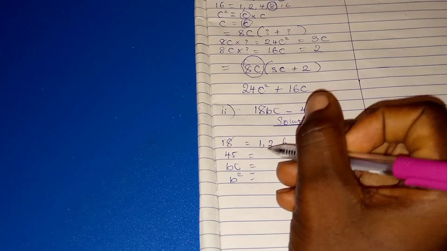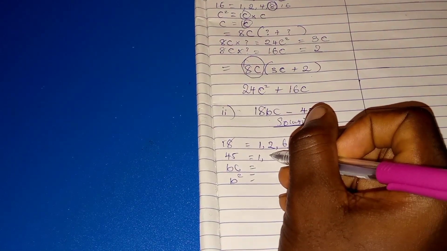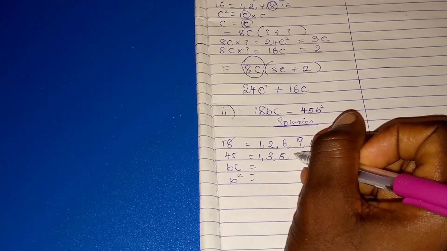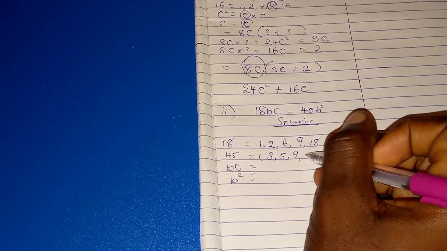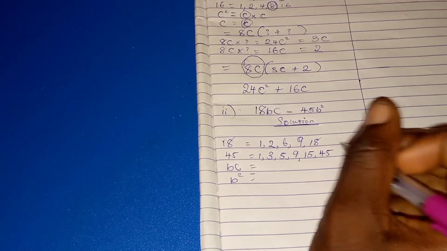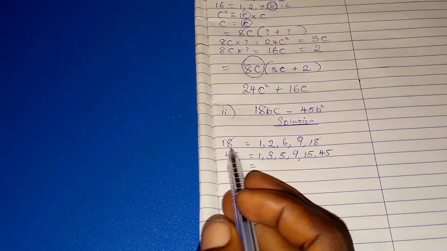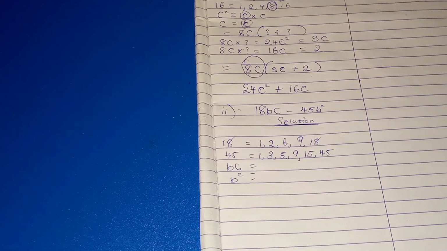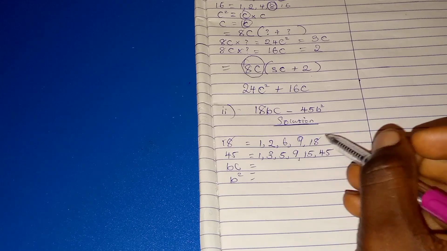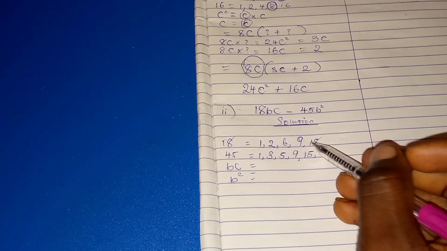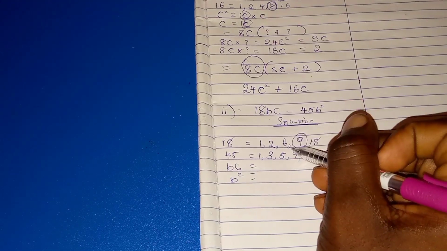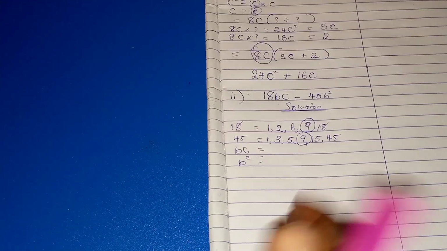The factors of 45 are 1, 3, 5, 9, 15, and 45. These are the factors of 45. Now, what is the common factor? The number we see in both 18 and 45 is actually 9. So 9 is the common factor.